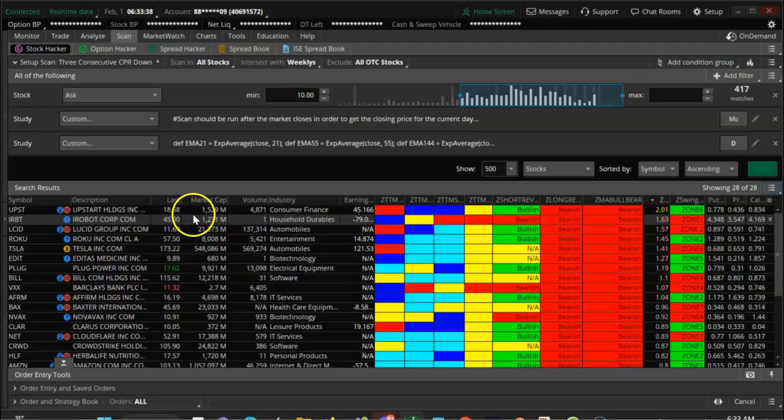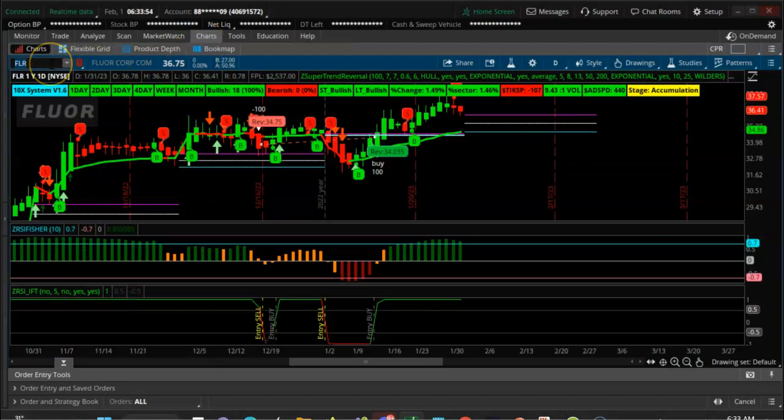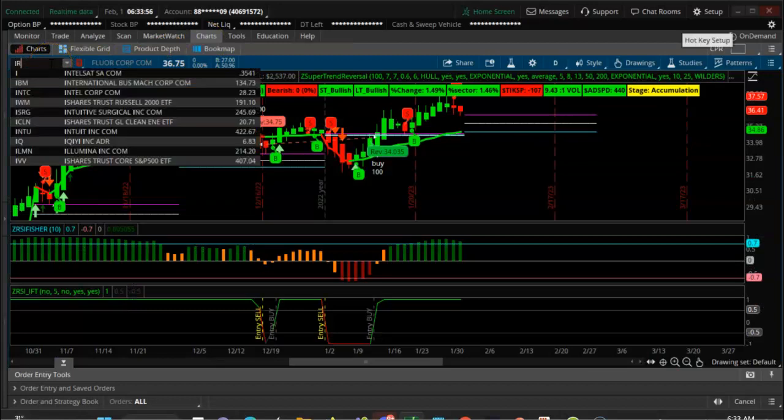UPST. I want to see put sizzle and volume. So this one, IRBT, fits the bill. You can see the volume is high and put sizzle is also high.